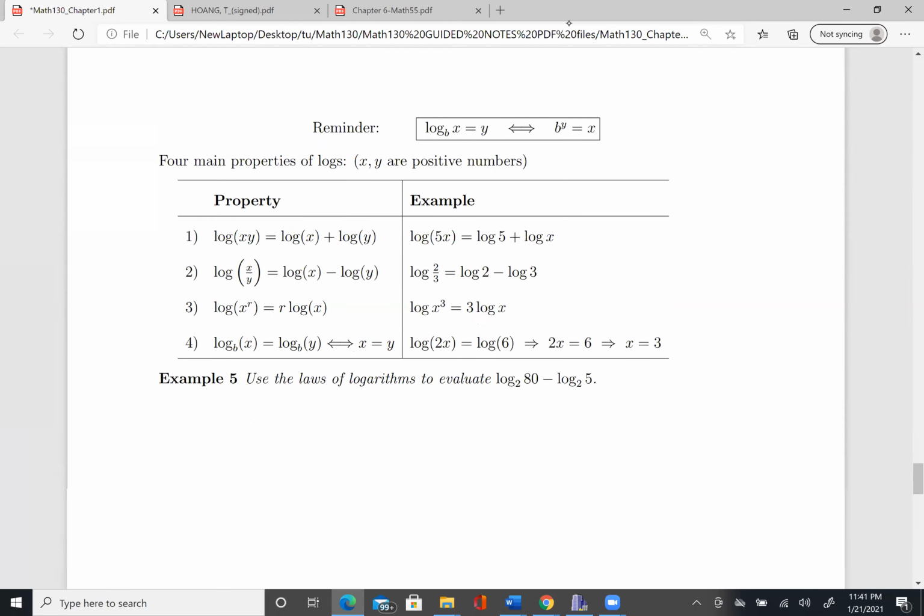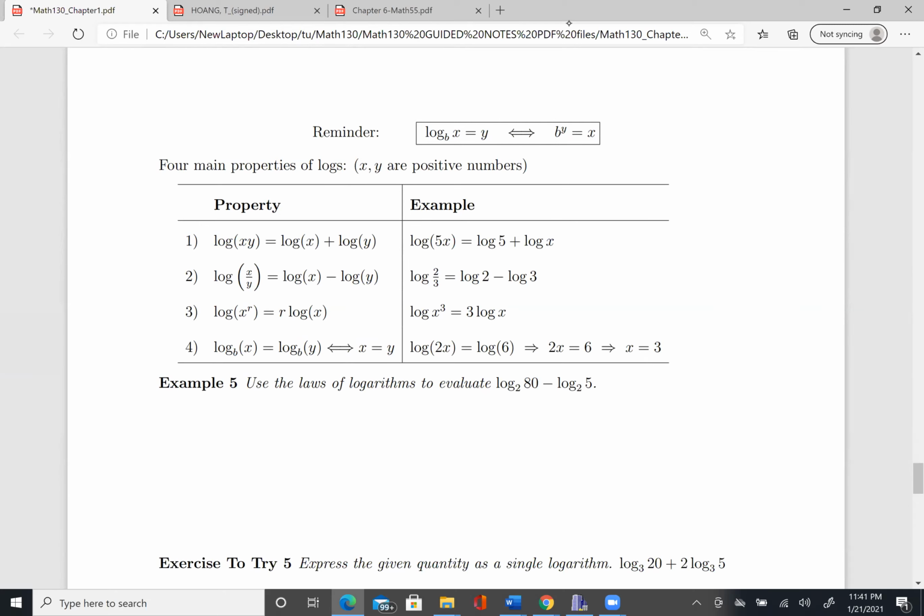Okay, so let's move to the next page. I have some reminders for you from previous classes, such as Math 115, Math 120, or Math 118. If you have taken those classes, you should know all these things. So firstly, log base b of x equal to y, I'm gonna convert it to be base b to the power y equal to x. And then we learn about the four main properties of log.